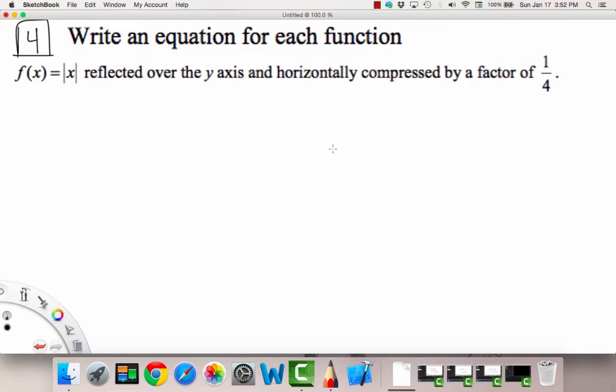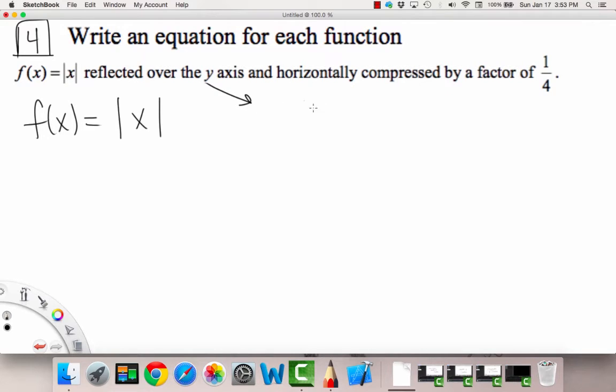Number 4 tells us to write an equation for the function f of x is equal to the absolute value of x reflected over the y-axis and horizontally compressed by a factor of 1/4. Okay, so here's our original f of x is equal to absolute value of x. So what we're supposed to do first is reflect it over the y-axis.